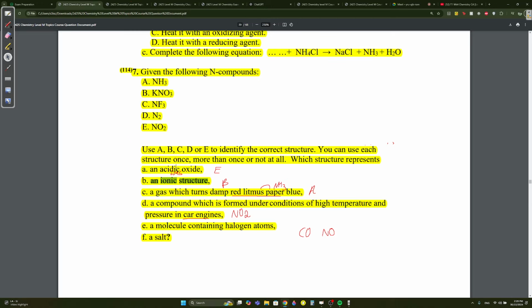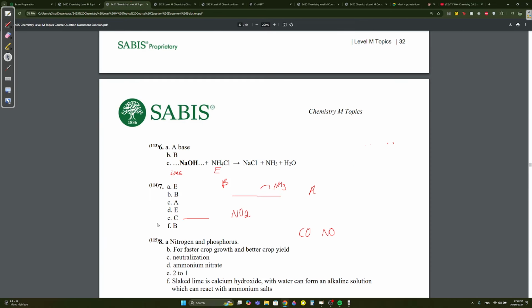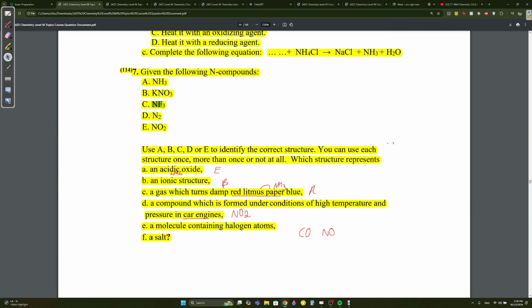Anyway, okay, part E is a molecule containing halogen atoms. Obviously, it's going to be C because F is a halogen. And then a salt. Again, we said ionic. B, so salt. It's a salt since it's an ionic compound.